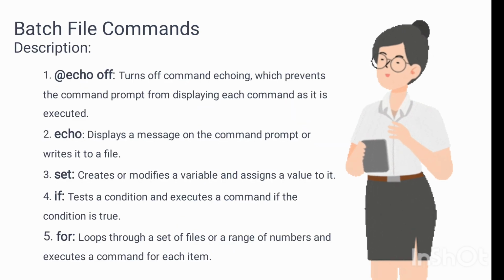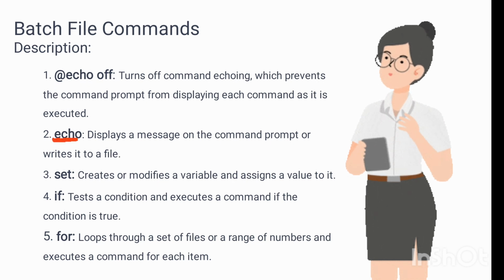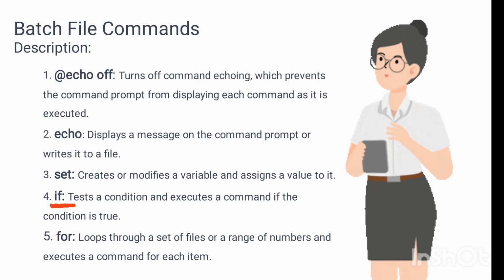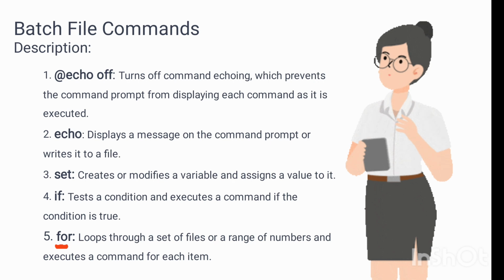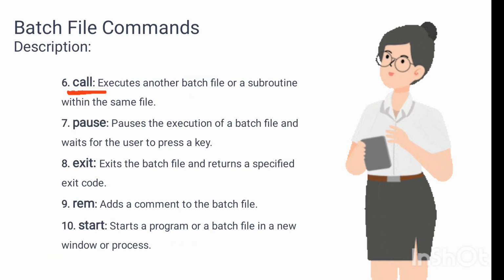@echo off turns off the command echoing, preventing the command prompt from displaying each command as it's executed. Echo displays a message on the command prompt and writes it to a file. Set creates or modifies a variable and assigns a value to it. If tests a condition and executes a command if the condition is true. For loops through a set of files or a range of numbers and executes a command for each item. Call executes another batch file or a subroutine within the same file.